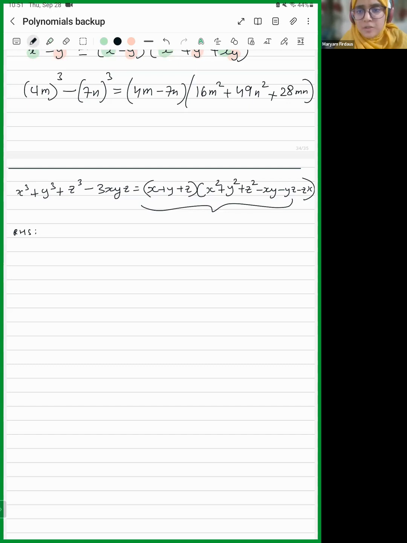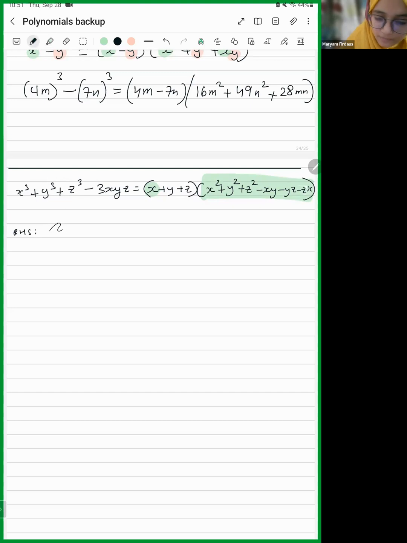Yes, Avni. You just open the bracket. So it will be x plus y plus z multiplied by x squared plus y squared plus z squared minus xy minus yz minus zx, the entire bracket. Each term you just keep multiplying with each term. So first let's multiply x with each term of this bracket. Tell me, what will it become?